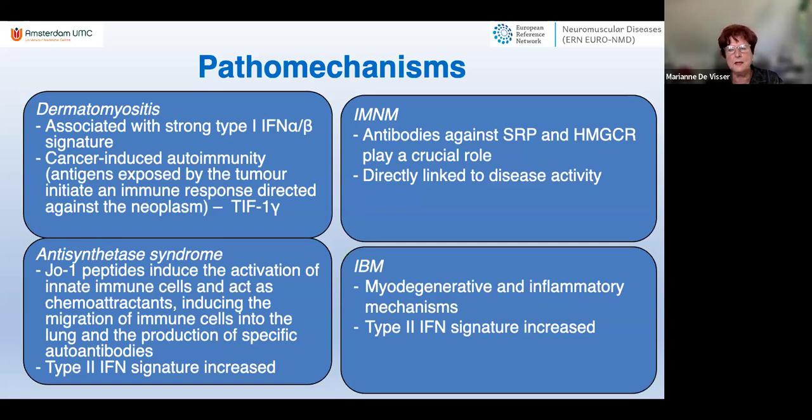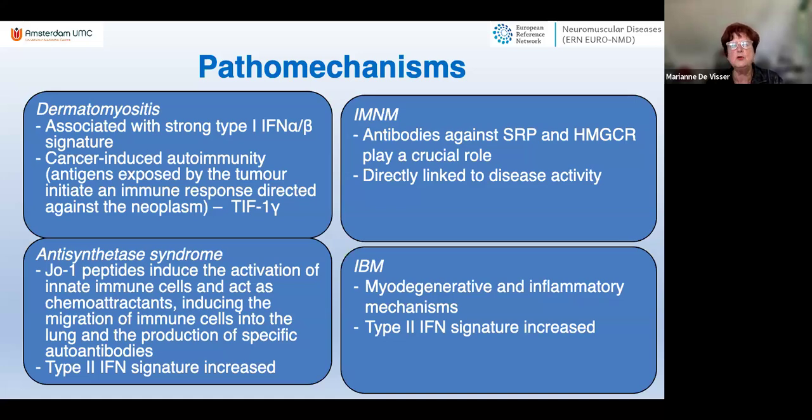In IMNM, immune-mediated necrotizing myopathy, there are two myositis-specific antibodies, SRP and HMGCR, and they play a role in the pathogenesis. And these antibodies were found to be directly linked to disease activities.